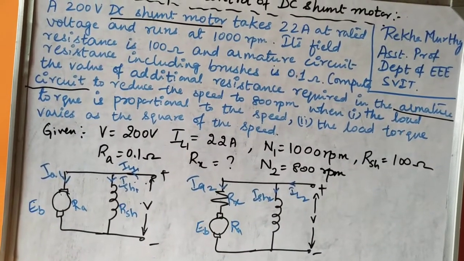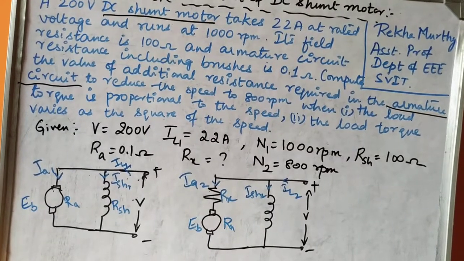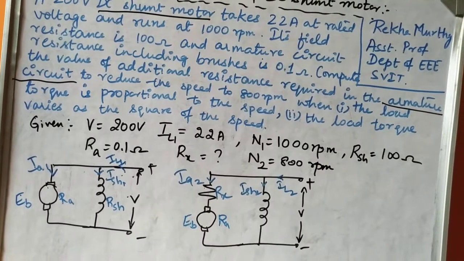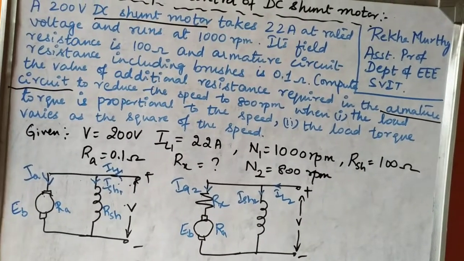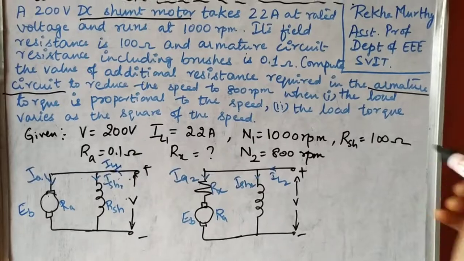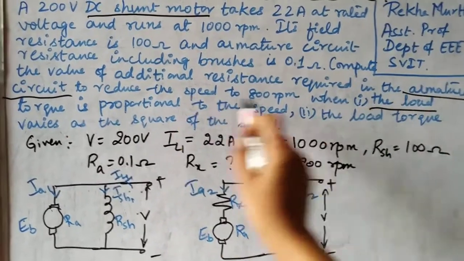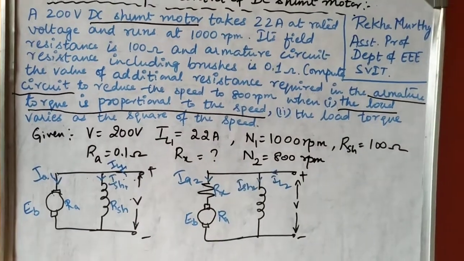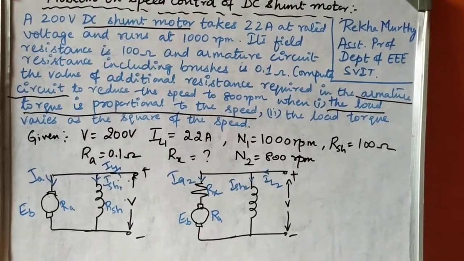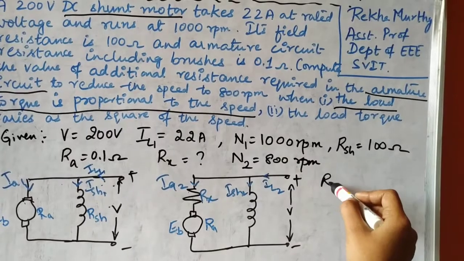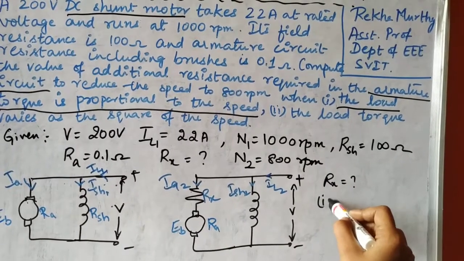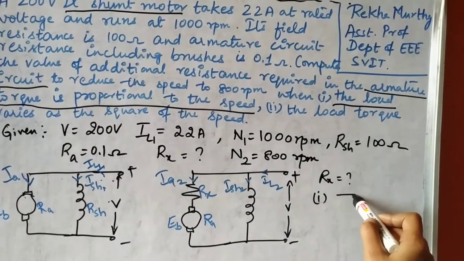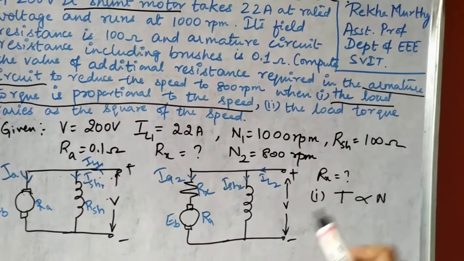Okay, now here let us find out the Rx value when the condition is, the first condition is given as, the load torque is proportional to the speed. So let us find out the Rx value for the first sub question, when the load torque T is proportional to the speed.